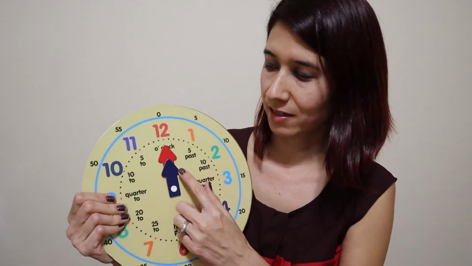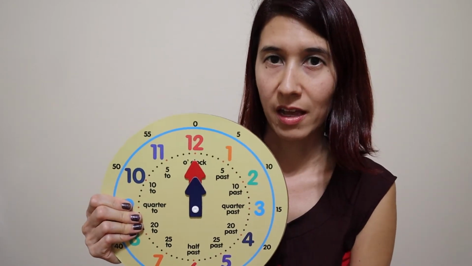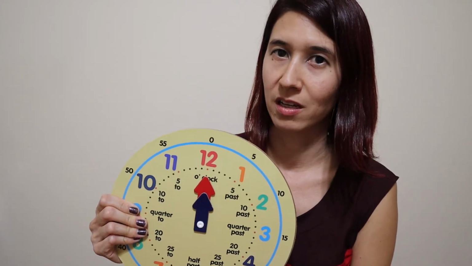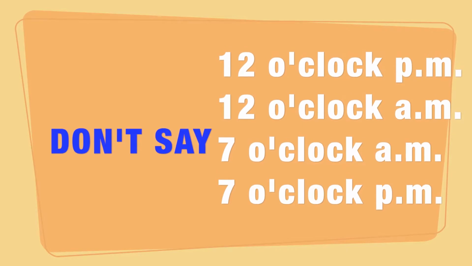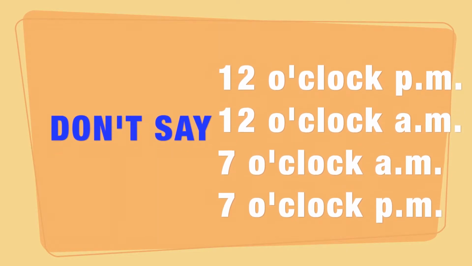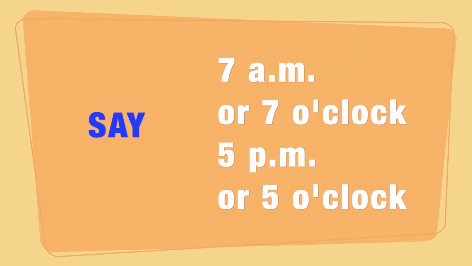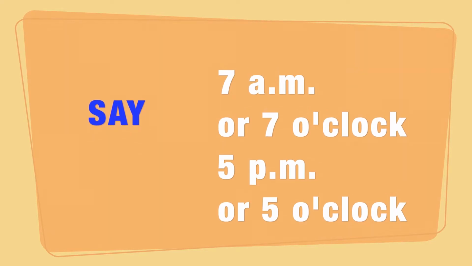Some other thing to keep in mind is you cannot say 12 o'clock a.m. If you add a.m. or p.m., then you just say the number and a.m. or p.m. So you cannot say 12 o'clock p.m., 12 o'clock a.m., 7 o'clock a.m., 7 o'clock p.m. You cannot combine o'clock with a.m. or p.m. So you want to just say 7 a.m. or 7 o'clock, 5 p.m. or 5 o'clock. Okay, it's your turn to practice.